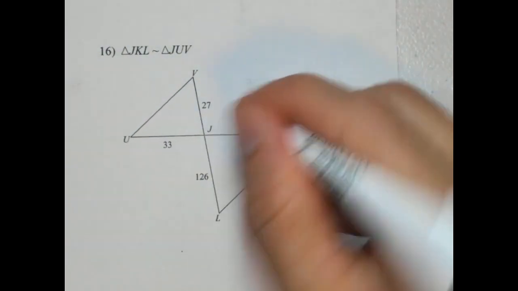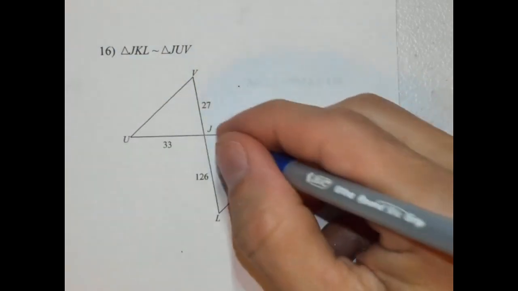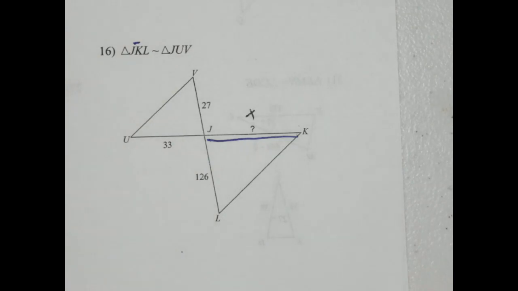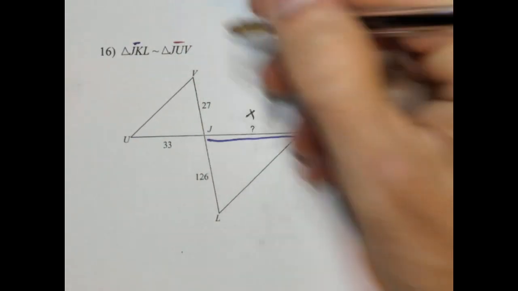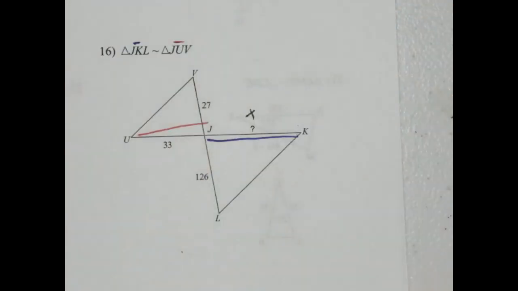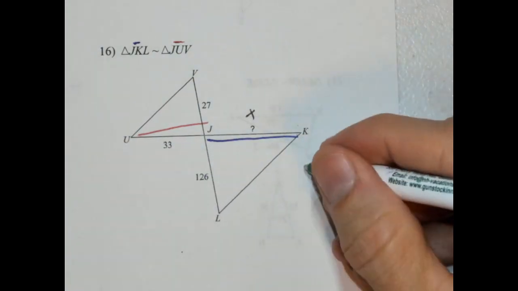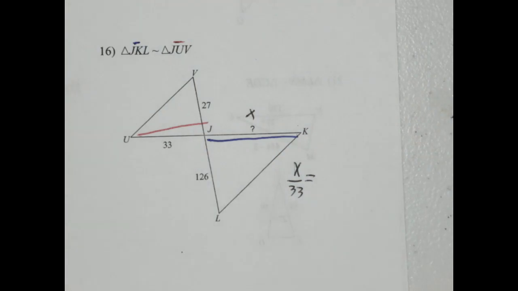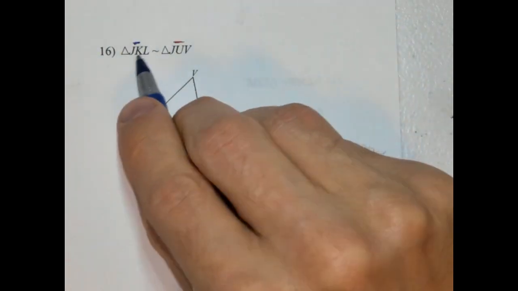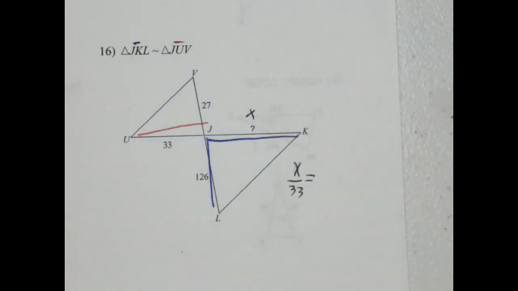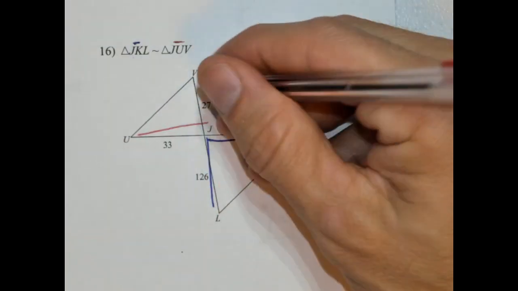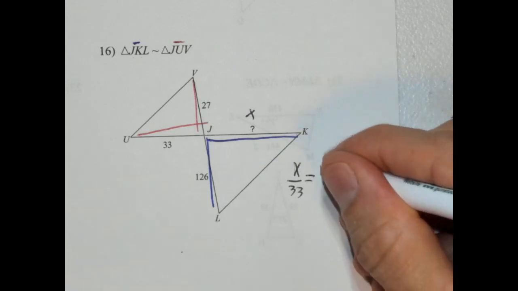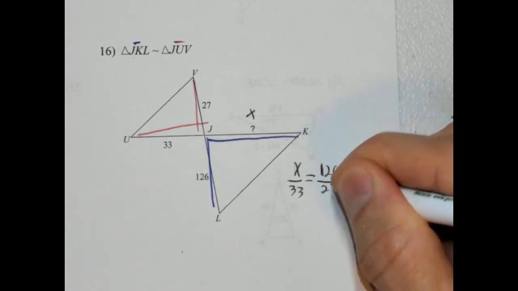That's our x value. So JK is going to be first two. First two are JU, so JU is here, so x over 33 equals, and then JL, which is the first and last, over the first and last, which should be JV, which it is, so 126 over 27.